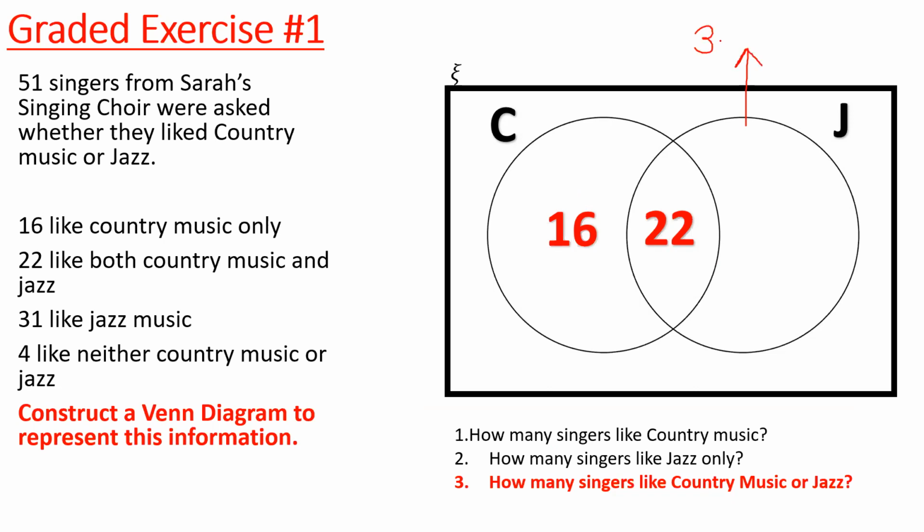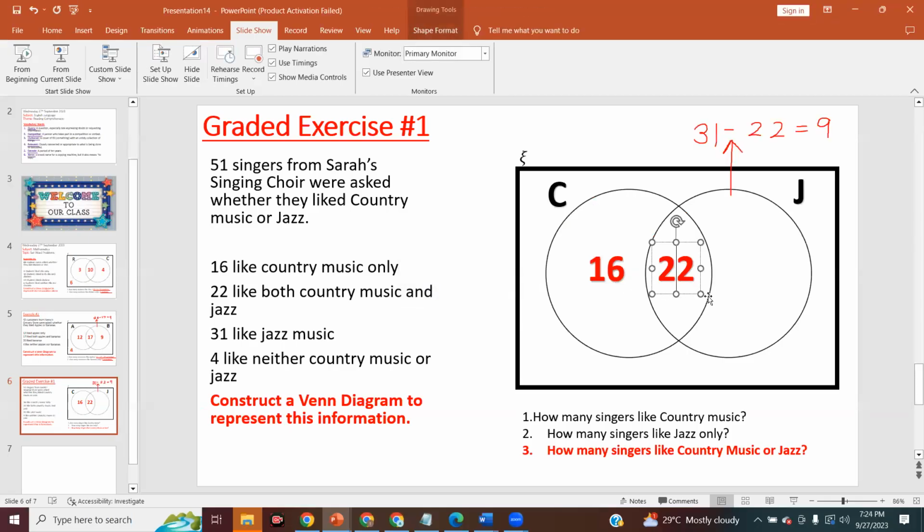It's 31 minus what? Minus 22. And that gives us what? 9. Very good. So the answer is 9. How many persons got that? I got that. Very good, Chai. So the answer is 9.